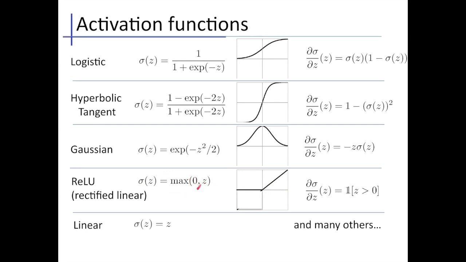Which means if z is negative, that value is always 0. If z is positive, that's simply equal to z. That's the rectified linear. Of course, you can also use a linear activation function. In fact, this is a very common choice. This applies to the neurons in the output layer in the case of a regression problem, because in many cases the regression values are unbounded, not bounded.